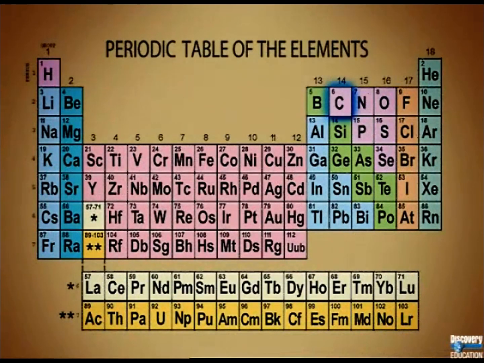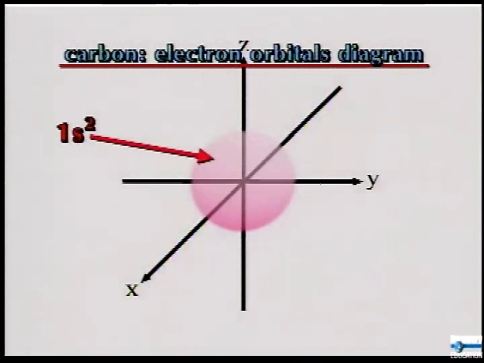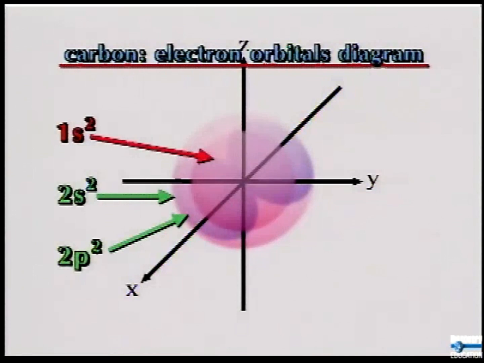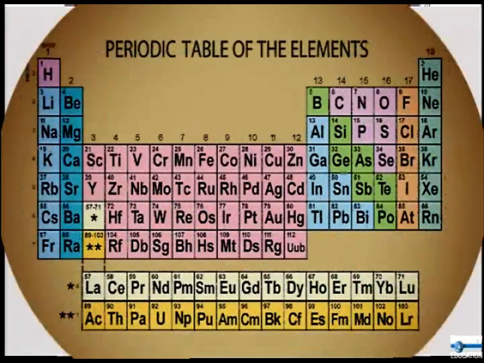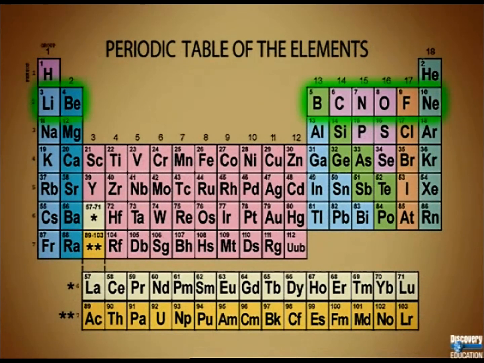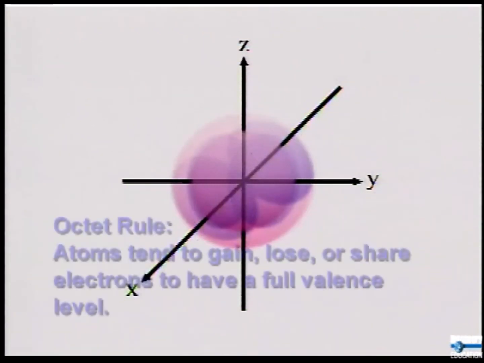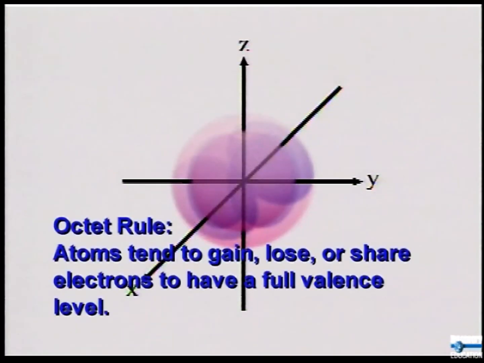Carbon is in the second row or period of the periodic table, and it has the atomic number 6. In its ground state, a carbon atom has 6 electrons in 2 energy levels. The outer energy level, or valence level, contains 4 electrons. However, elements in the second period need 8 electrons to fill their valence level. According to the octet rule, atoms in the first and second periods tend to gain, lose, or share electrons to have a full valence level.